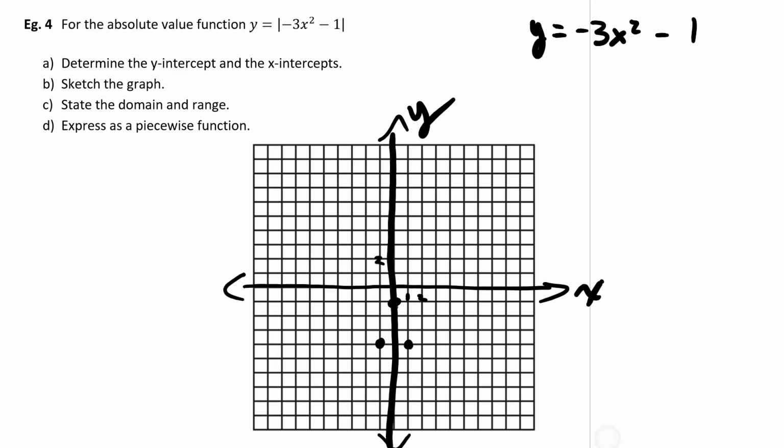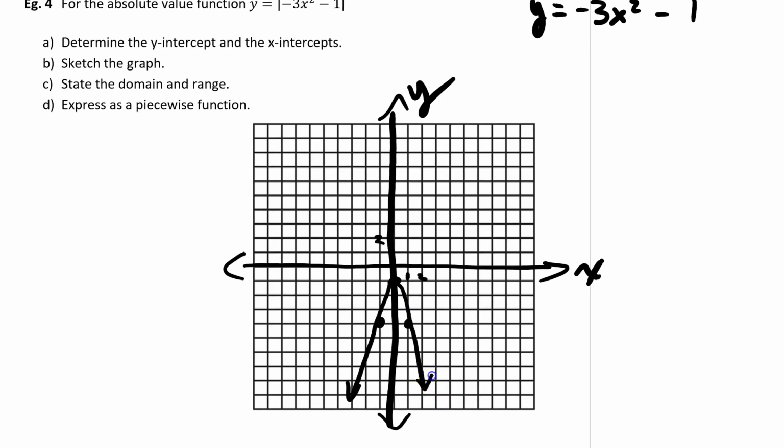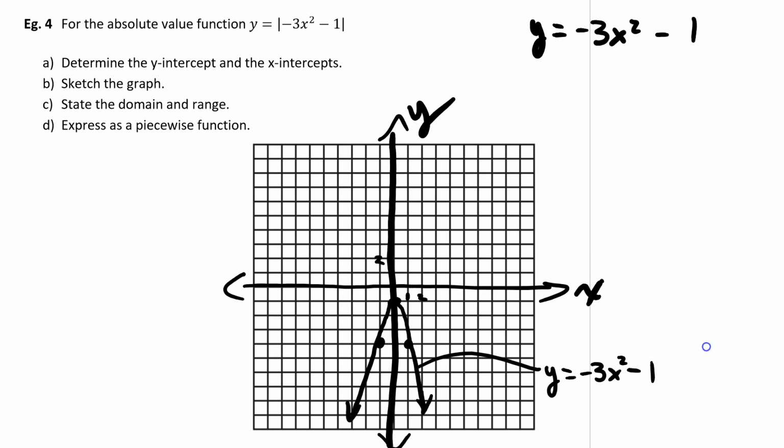Now remember, parabolas are not like linear. Even though they get stretched, there's actually still a curve to that front there. So I'm just going to label this right here, y equals negative 3x squared minus 1.